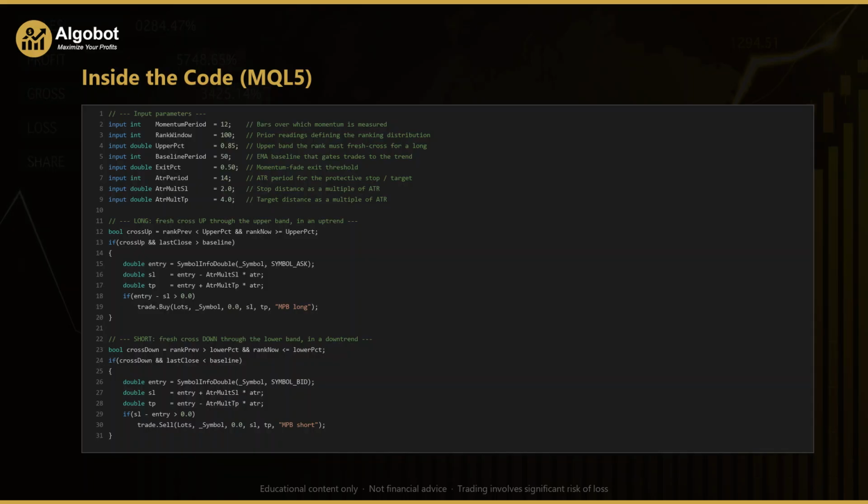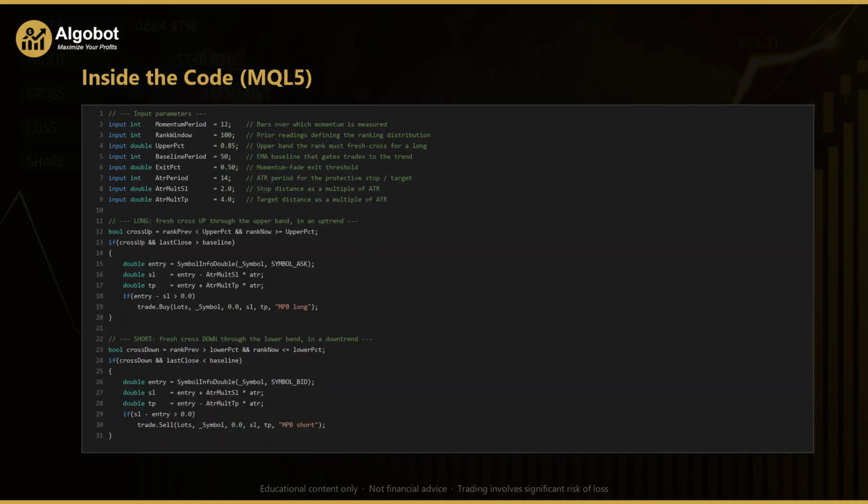The strategy also checks that the last close is above the baseline. When both are true, it reads the ask price, places the stop 2 ATR multiples below entry, sets the target 4 multiples above, and, as long as the stop distance is positive, it calls trade.buy with the lot size, stop, and target. The short block mirrors it exactly.